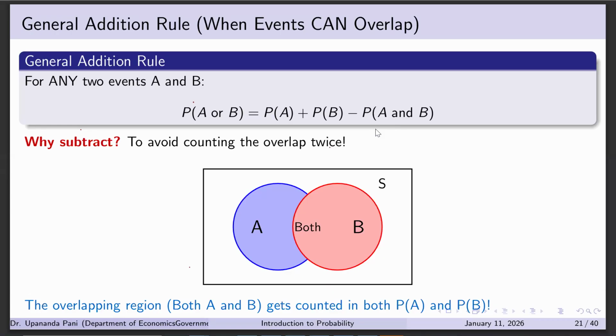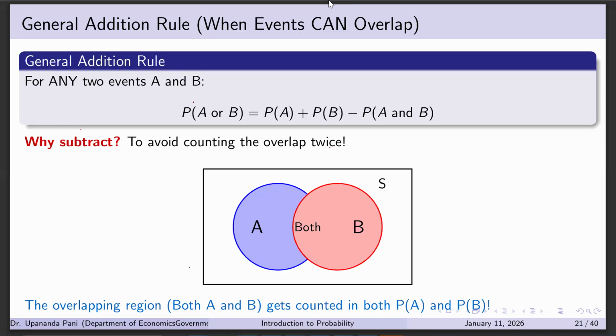Please write it down: for any two events A and B, probability of A or B is probability of A plus probability of B minus probability of A and B. Why subtract? To avoid counting the overlap twice, because the overlapping region is in A and also in B. Try to understand the formula; you don't have to mug up.